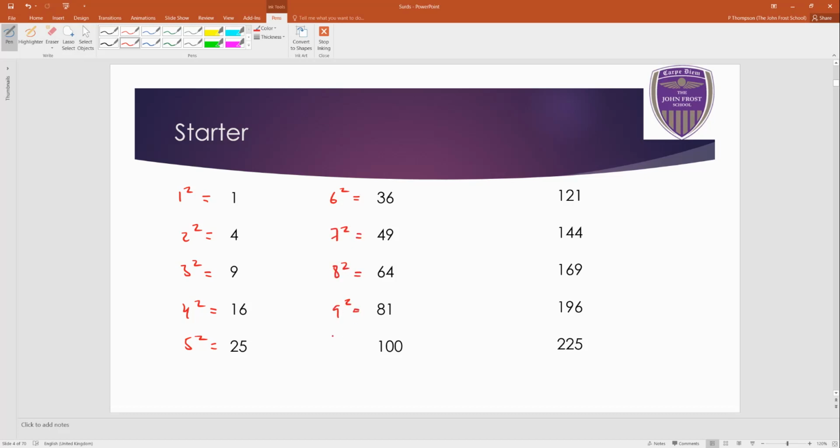Then you got 9 squared, 81. 10 squared is 100. 11 squared is 121. 12 squared is 144. 13 squared is 169. And 14 squared looks just like it, but a bit different, 196. And lastly, 15 squared is 225. You'll need these square numbers all through this task, so make sure you've memorized the square numbers. Make sure they're written down would help, okay?